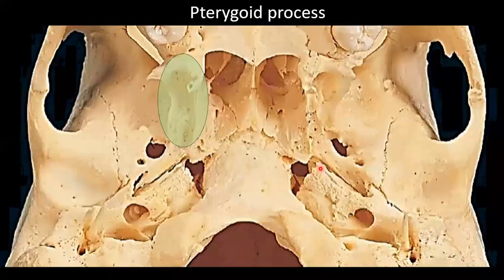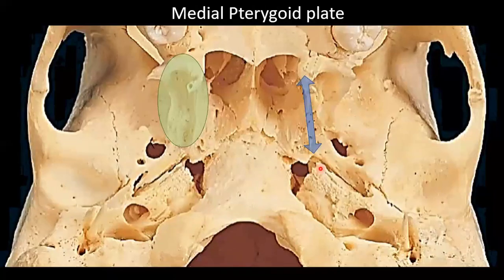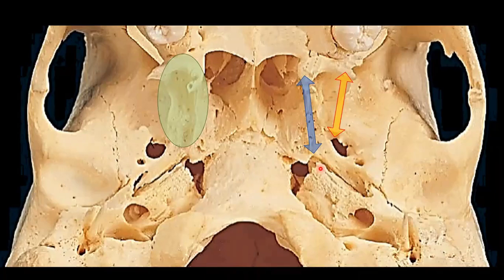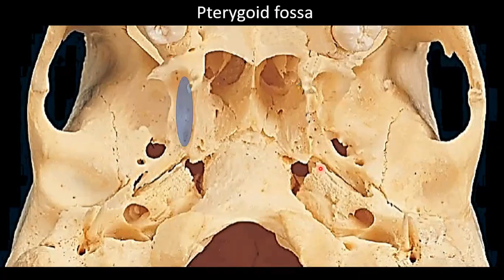And these are the two plates, the pterygoid plates. So the medial one is the medial pterygoid plate, and the lateral one is the lateral pterygoid plate. Okay, so these pterygoid plates have a depression between them. Okay, so this depression is known as the pterygoid fossa. So the depression between these two plates is known as the pterygoid fossa.